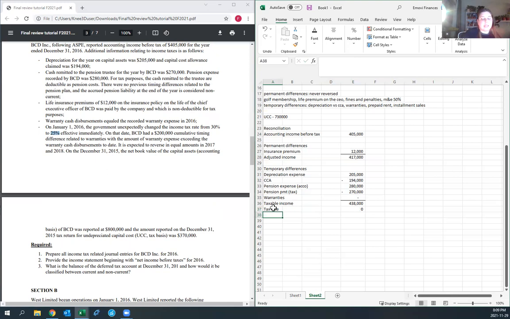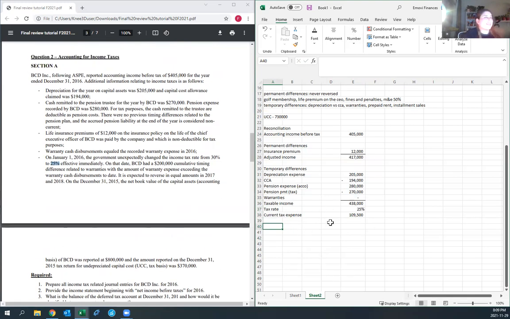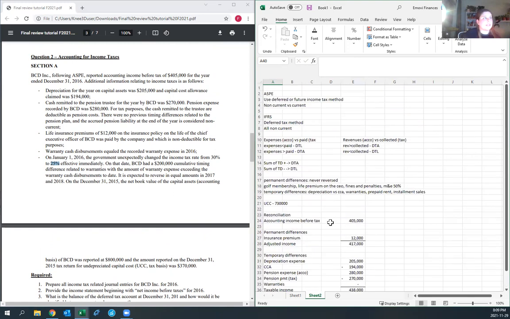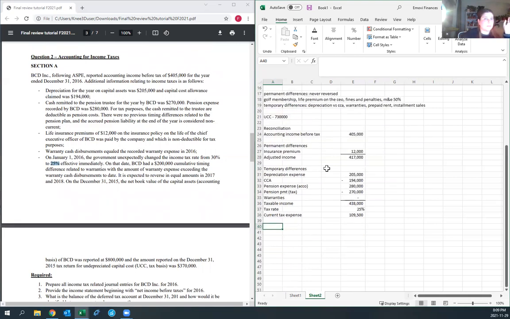And that gives me a current tax expense of $109,500. So the transaction for that is, well, we're using ASPE. And just because I don't think I did any problems using the future income tax method in my first tutorial, I'm going to use that for this problem. But you could have used deferred tax accounts and it would have been fine.